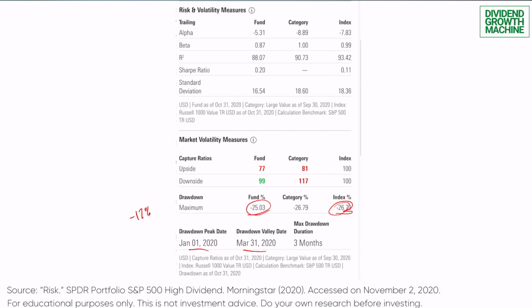This fund also has pretty unfavorable upside downside capture, so it generally captures about 100% of the downside of the Russell 1000 index, and it only captures about 7.7% of that upside.